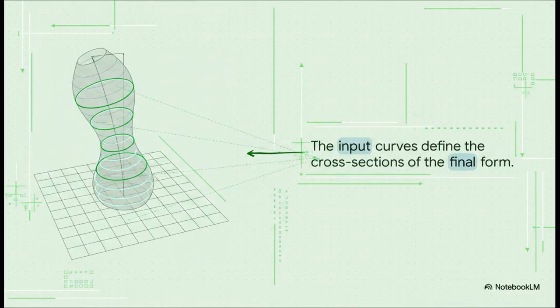And this image right here, it just shows that idea perfectly. You can see those input curves, the circles, acting like the skeleton of the shape. The loft component then intelligently figures out all the space in between them to generate that final, elegant form. The curves are the instructions, the lofted surface is the beautiful result.